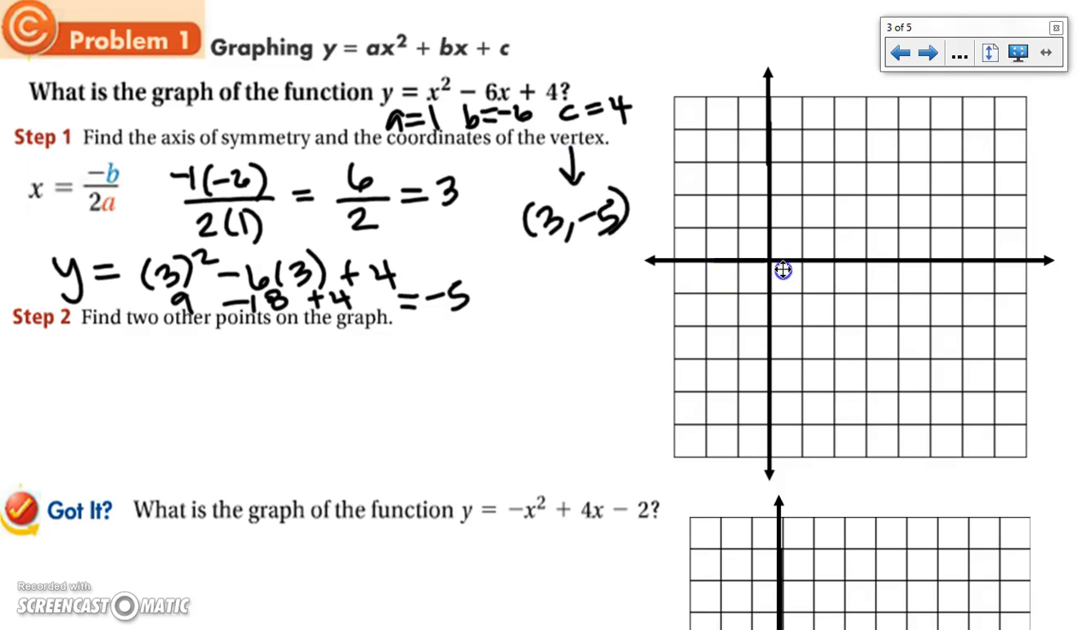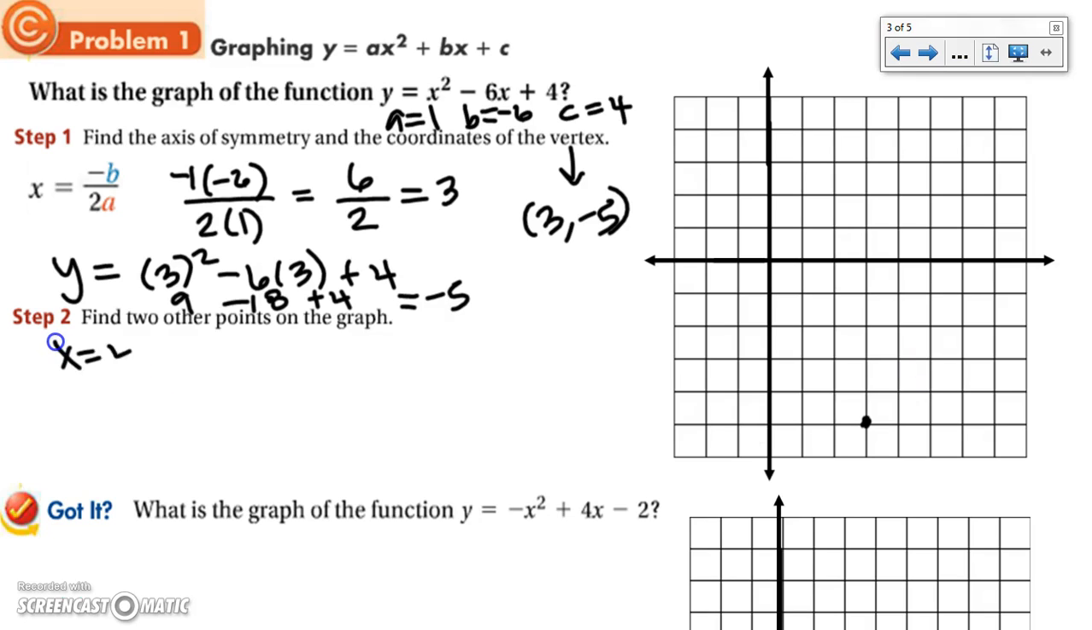So going over to my graph, I will go over 3 and down 5. This is now my vertex. So now I need to find 2 other points on my graph. We only need to find 2 because we know that they are symmetrical. Parabolas are symmetrical. The important thing is that you use the 2 x values that are next to your vertex. So I know that my vertex coordinate here, my x coordinate was 3. So I'm also going to plug in a 4 and a 5 into my equation from the original one to figure out what those points would be going this direction.